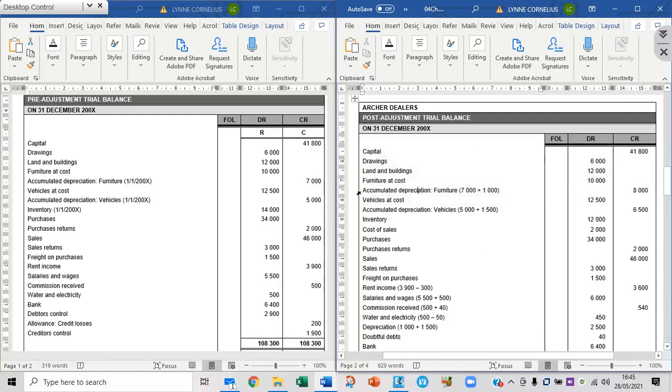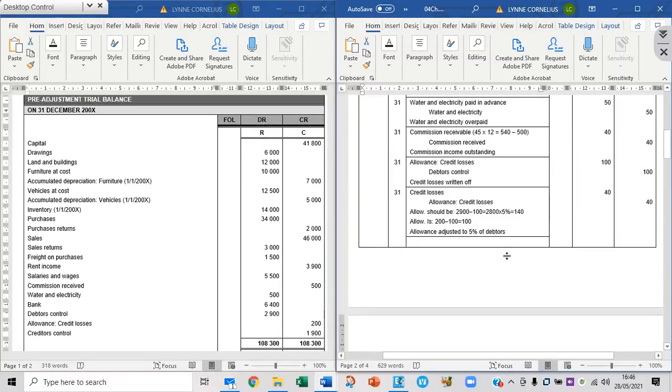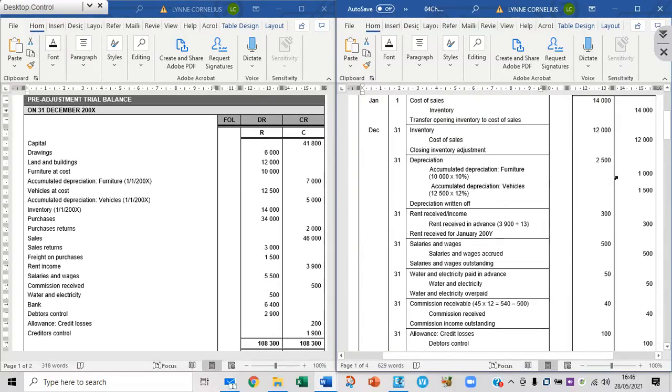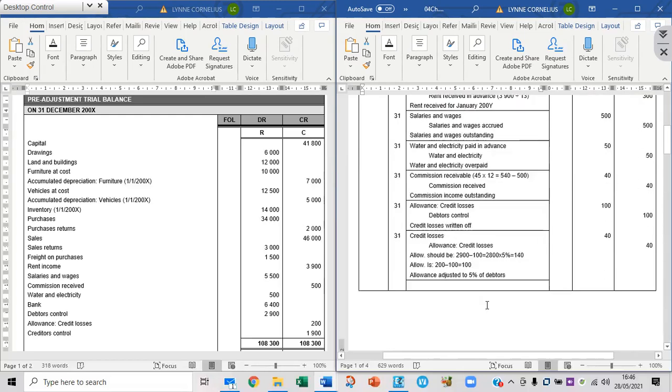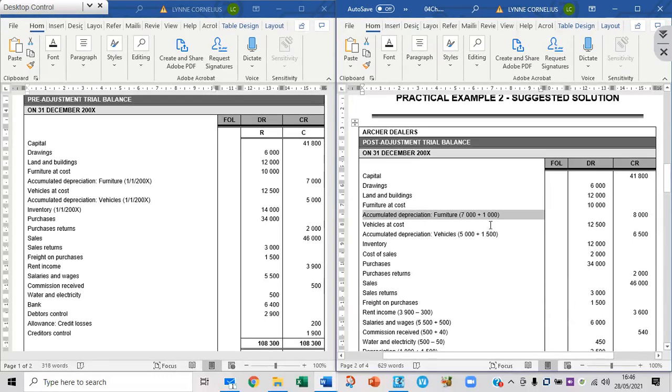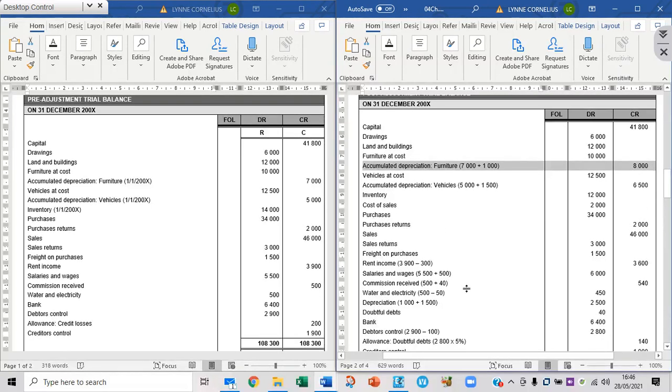Accumulated depreciation on furniture. Remember, we wrote off depreciation for the year. So we start off with that pre-adjustment amount of 7,000 Rand, and then you need to go and add the depreciation for the year. We go and have a look at that journal entry. There you see furniture. We credit accumulated depreciation with 1,000 Rand, so we need to add that 1,000 Rand to the 7,000 Rand. So then our closing or post-adjustment balance for accumulated depreciation is 8,000 Rand.